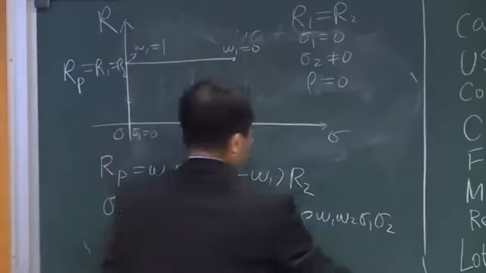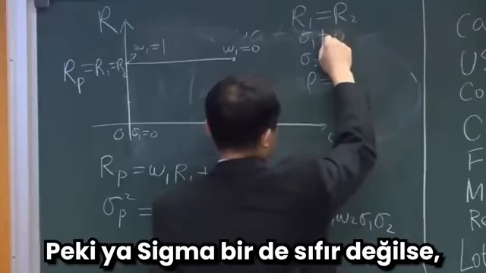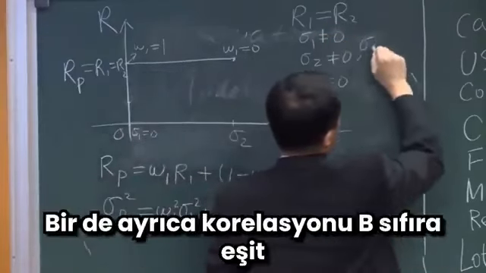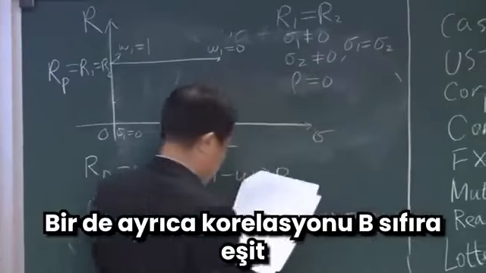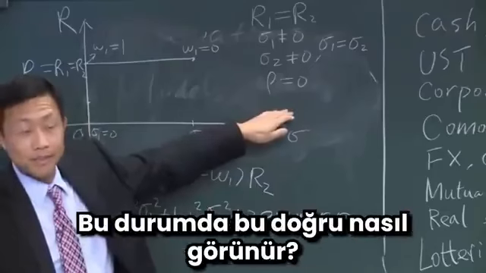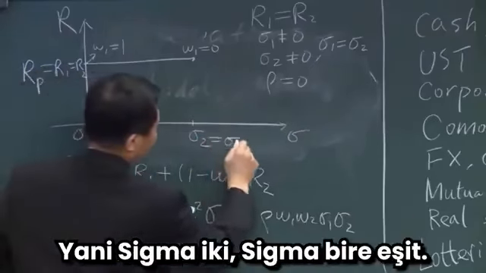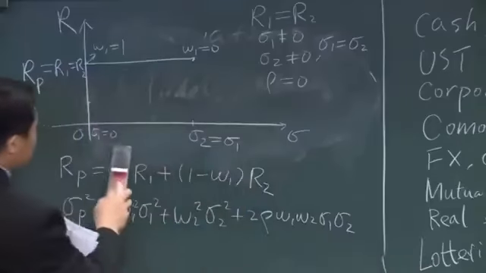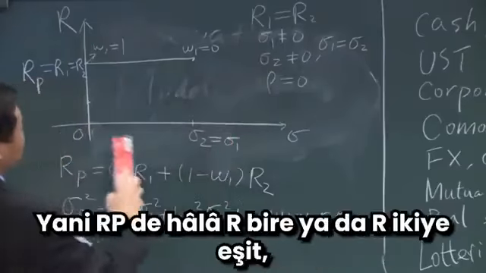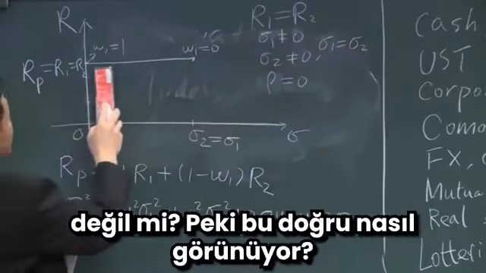So what if sigma 1 also is not 0, but sigma 1 equals sigma 2, and further I impose the correlation to be 0, okay? What does this line look like? So I have sigma 2 equal to sigma 1, and R1 still equal to R2, so RP still equals R1 or R2, right? What does this line look like?